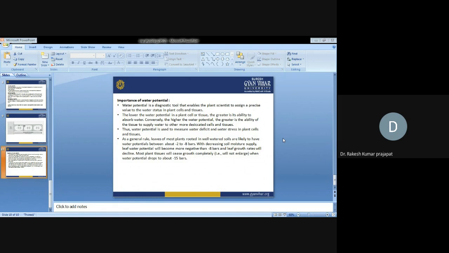As a general rule, leaves of most plant tissue are likely to have a water potential from about -2 to -2. With decreasing soil moisture supply, leaf water potential becomes more negative than before, and leaf growth rapidly declines. So this is the concept of water potential. Thank you.